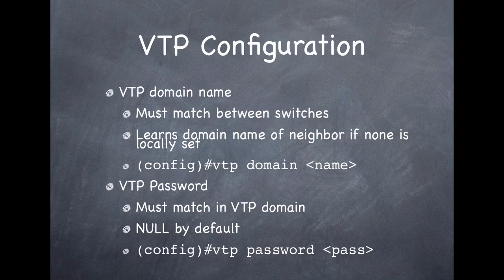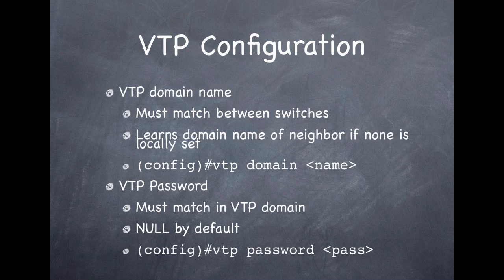VTP is relatively easy to set up and configure. It has a lot of Cisco automatic magic worked in, which can lead to some pitfalls that we will discuss in the next slide. There are only 3 options that you can configure in regards to VTP, and they are the domain name, the password, and the VTP version. The domain name must match between switches if they are to exchange VTP information, but if the domain name is null, it will learn the domain name from its neighbor. We'll take a look at that in a second.